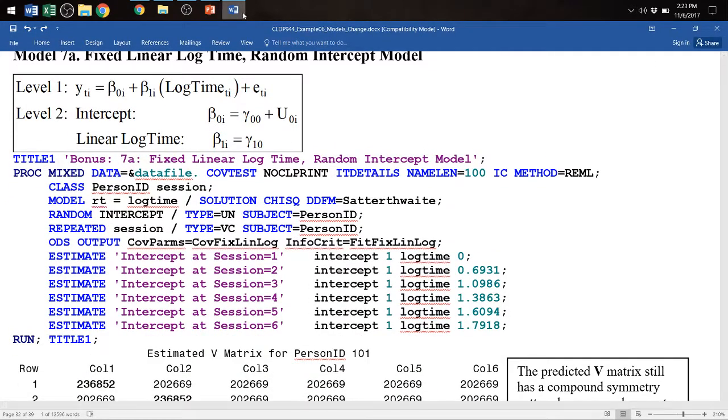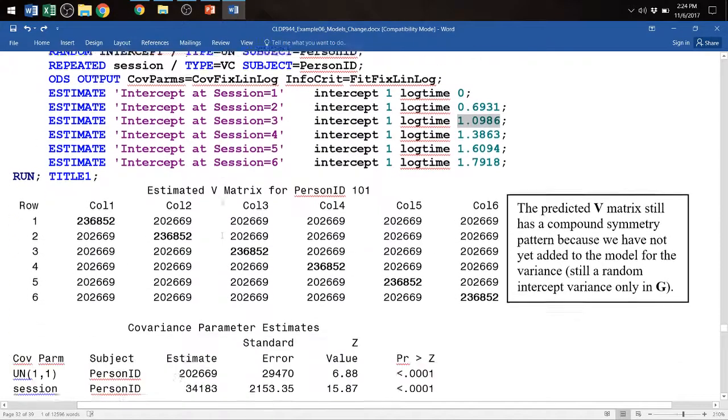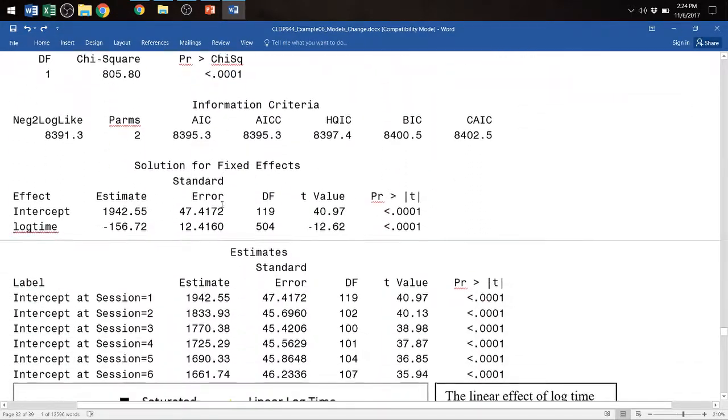So the only catch here is figuring out what the value is for log time to be able to predict the outcome at particular occasions. So I put this in the Excel spreadsheet that goes with this example. The log of 1 is 0. The log of 2 is that. The log of 3 is that, and so on. So here's my log time.